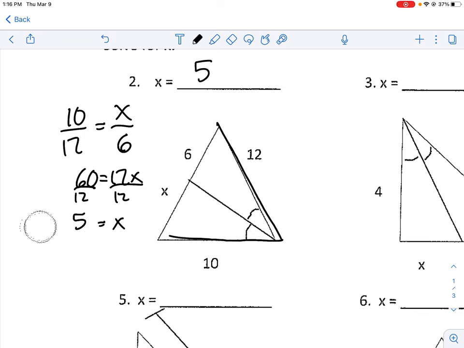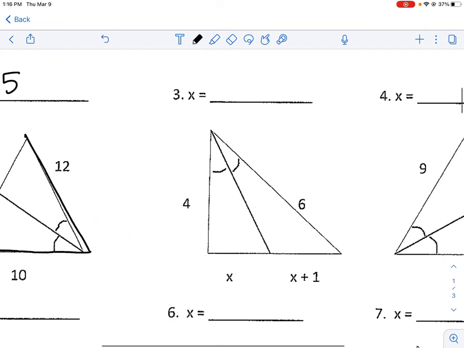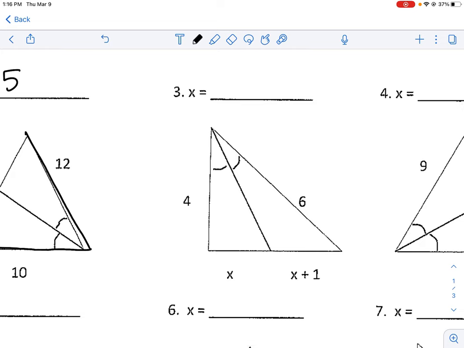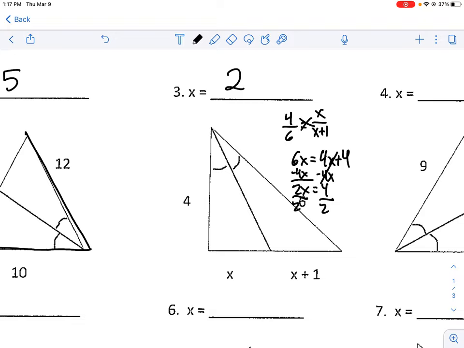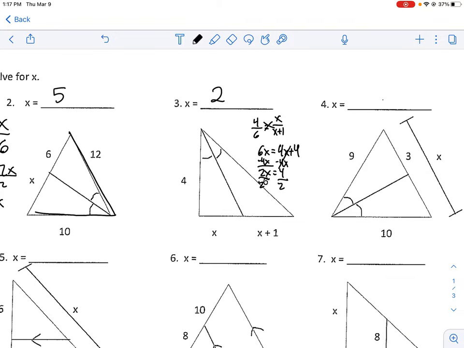All right. Number 3 is going to be the same thing, just with a little bit more variable action. So I'm going to have 4 over 6 is equal to x over x plus 1, okay? I'm going to be cross multiplying again, so 6x is equal to 4x plus 4. Subtracting 4x on both sides, I get 2x is equal to 4, which means, dividing by 2 on both sides, x is equal to 2. Okay, everybody see how that kind of worked out there?